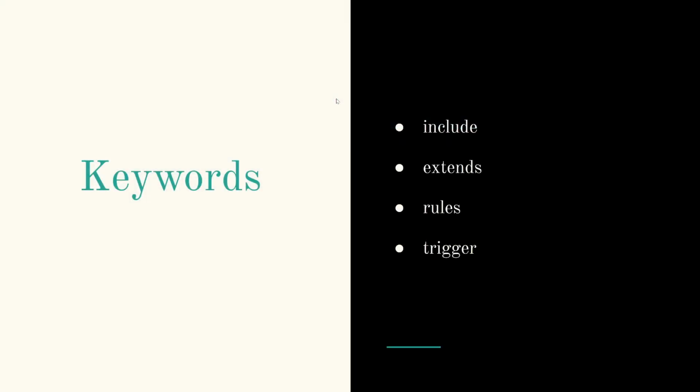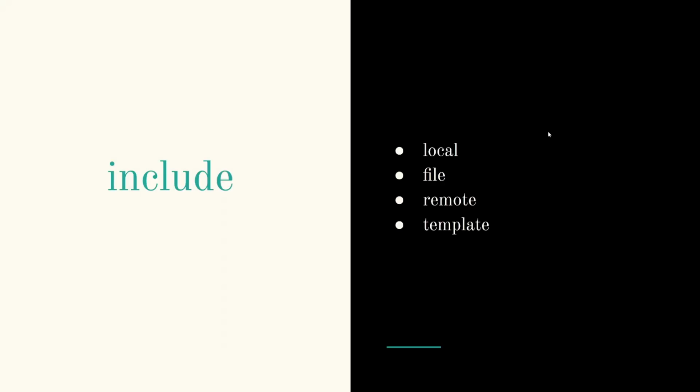I want to talk about 4 keywords which are very useful in creating pipelines. And after that, I will show some examples. The keywords are include, extends, rules, and trigger. The first keyword, include. There are 4 types of includes.